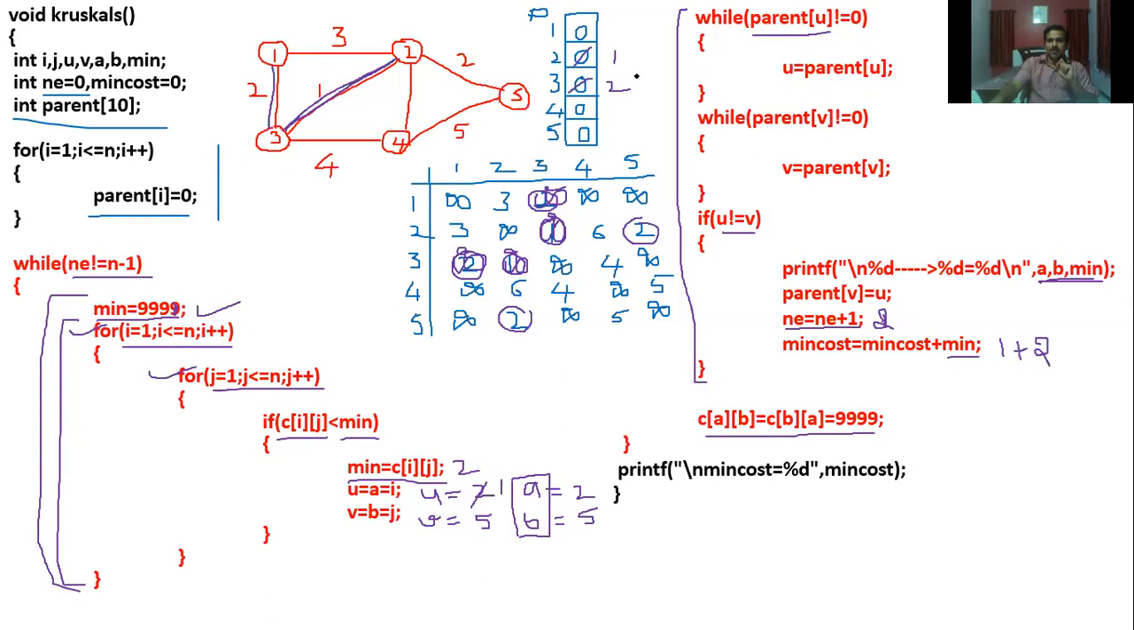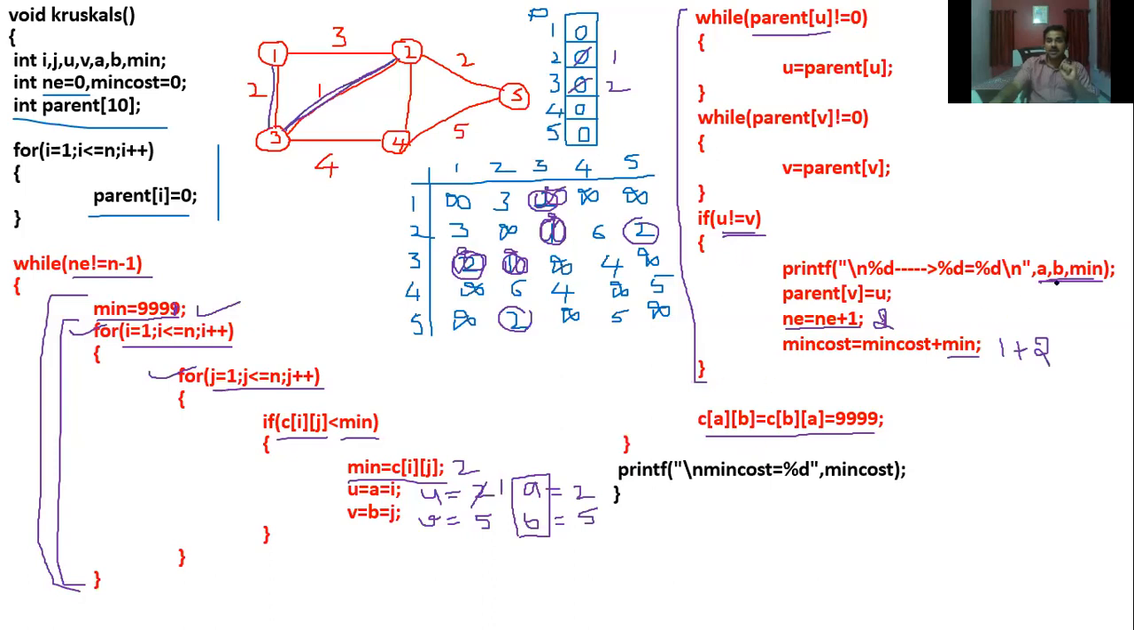Again, go back. Parent of 1 not equal to 0? U is 1 now. Parent of 1 is 0, so it comes out. Parent of V, V is 5. Parent of 5 not equal to 0? The condition doesn't hold good. It comes out. See these values U and V. They are disjoint, 1 and 5. Right?